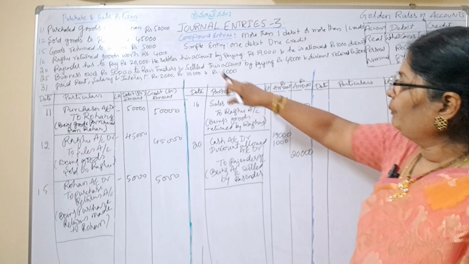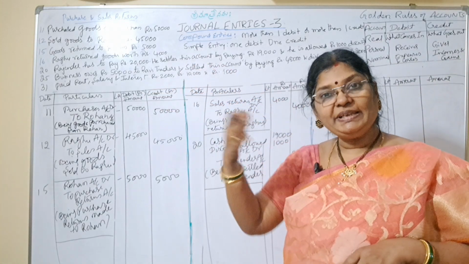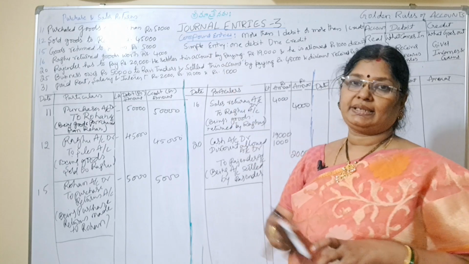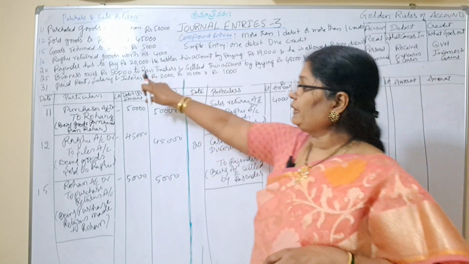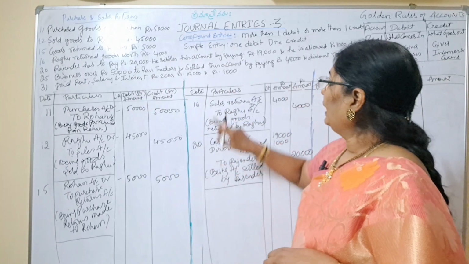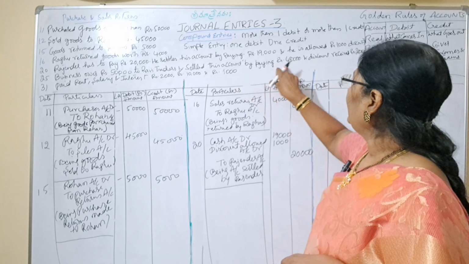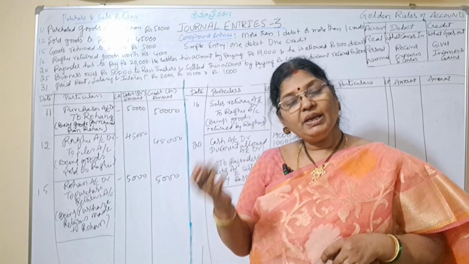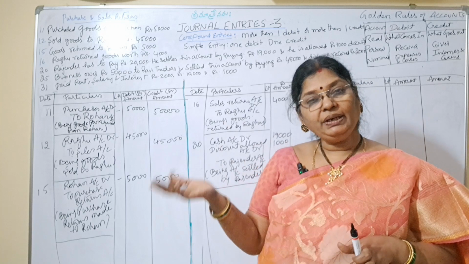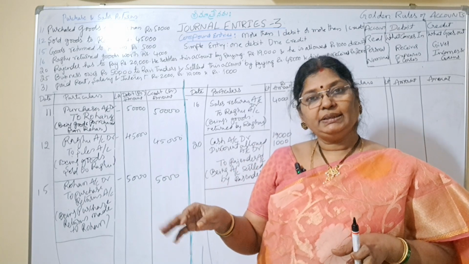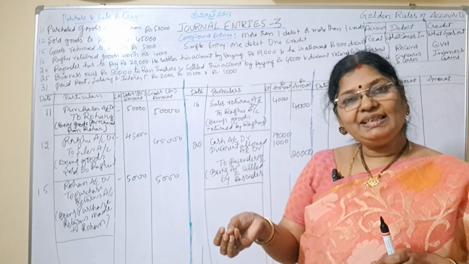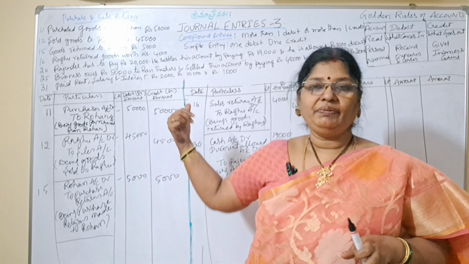Next. Business owes, means our business is owing. To whom is it owing? To Ravi Traders. How much are we supposed to pay? 50,000. But we settled this account by paying only 48,000. So out of 50,000, we paid only 48,000. So the remaining 2,000 we have not paid. So it is implied that the remaining 2,000 is our discount received from Ravi Traders.